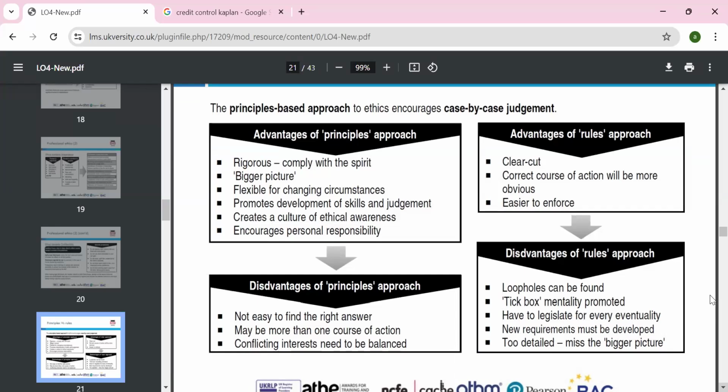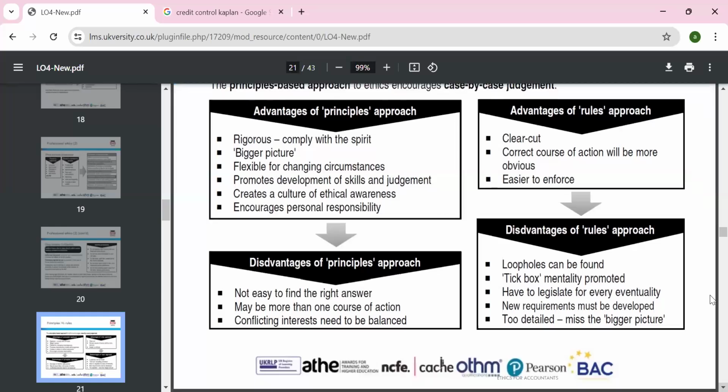The disadvantage of the rule-based approach is that there can be a lot of loopholes. These are the tick boxes where we can look beyond the international accounting standards, because people say I'm following the standard, but there are moral principles in the wider interest.